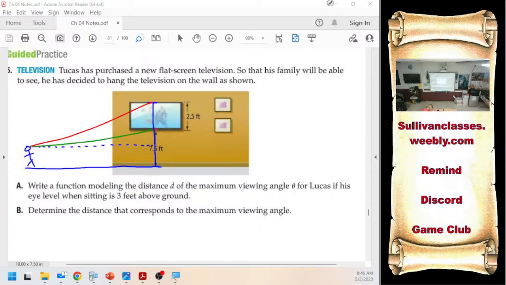Set it up just like the last one. It's just got different measurements. Oh, you're going to be pretty close. I would not be surprised if he's like 2 feet away from this thing.